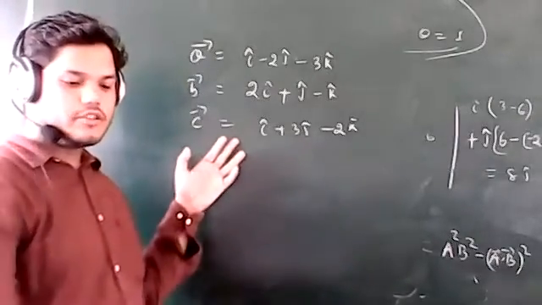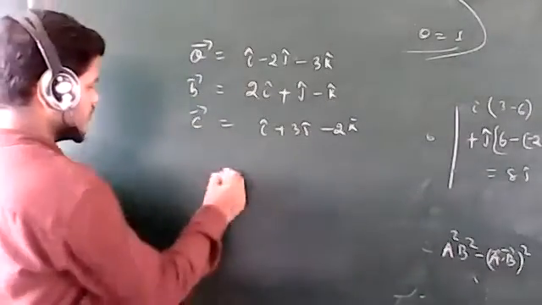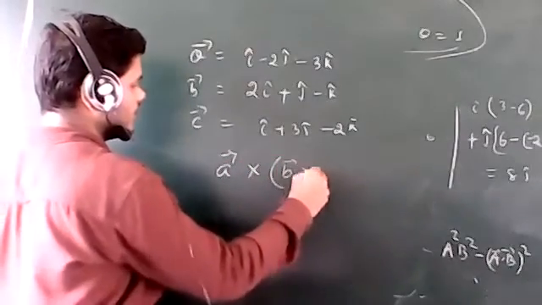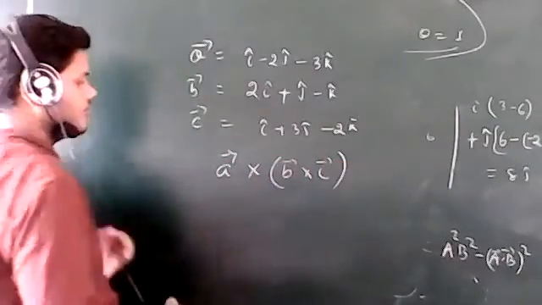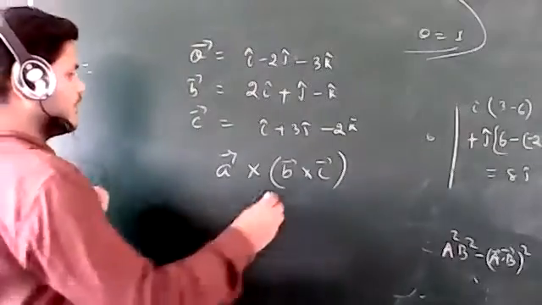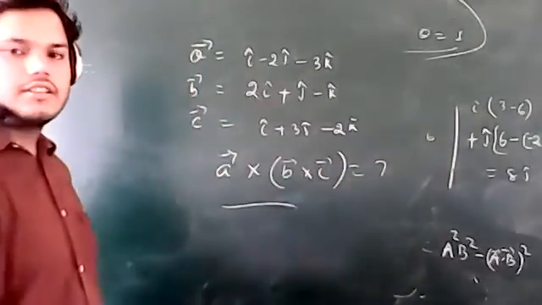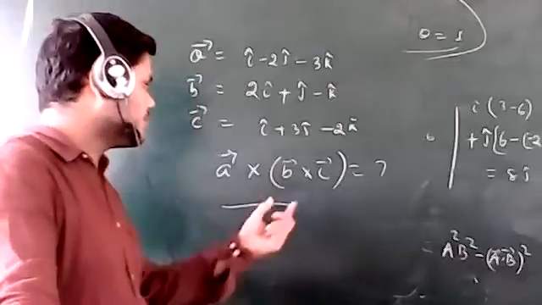So what do you have to find out? You have to find out a vector cross b vector cross c vector. What will be the value of a vector cross, in bracket, b vector cross c vector?